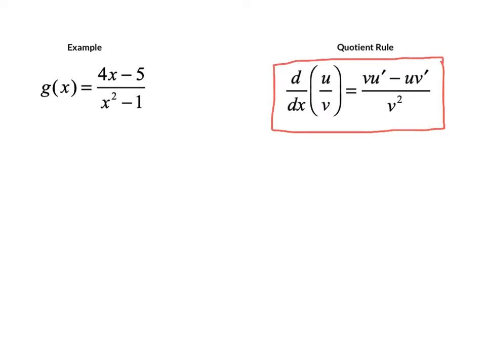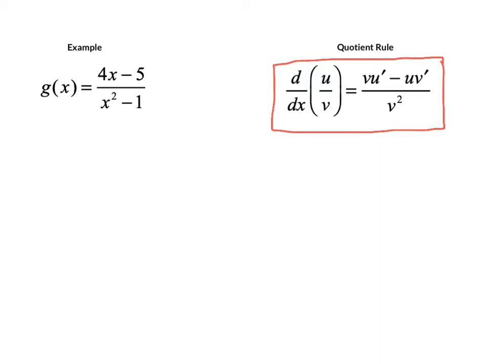And using the u and the v substitute variables, which most students prefer, we can state the quotient rule this way: the derivative of u over v with respect to x is equal to vu prime, which is the denominator times the derivative of the numerator, minus u times v prime, which is the numerator times the derivative of the denominator, all divided by v squared, or the denominator squared.